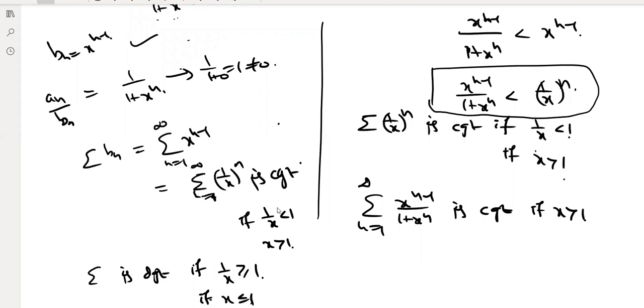So this series is divergent if and only if x is less than or equals to 1. This series is convergent whenever x is bigger than 1. Therefore, what you get?